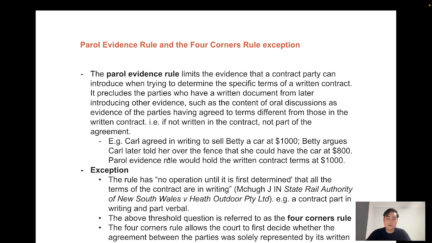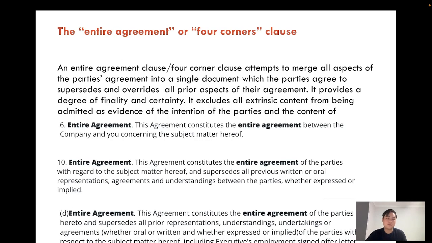So here we have some examples, but it is the idea that only what is written down within the contract document is enforceable. Everything else is evidence, but it is inadmissible. It's not evidence that could be used when a dispute occurs. The entire agreement or four corners clause, that's what I mentioned, an A4 paper has four corners. This is the idea that this piece of contract is the entire agreement between these two people.